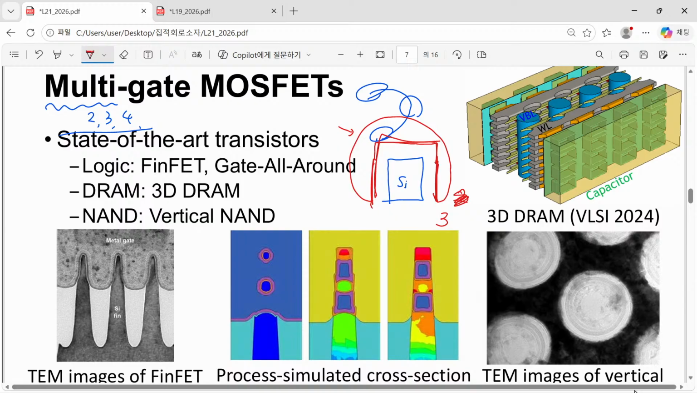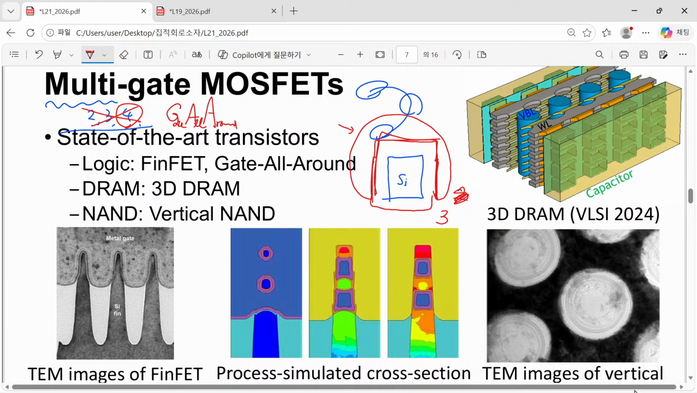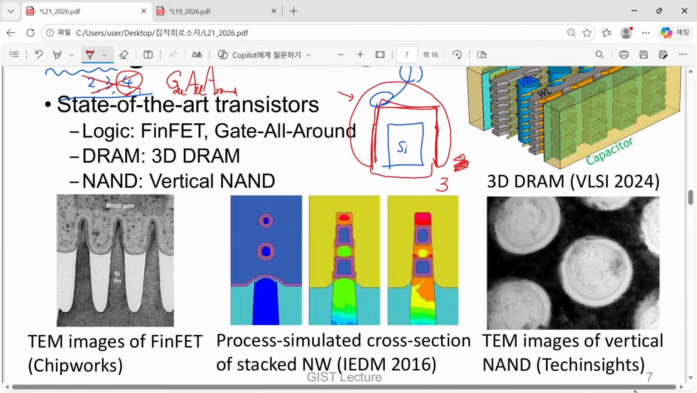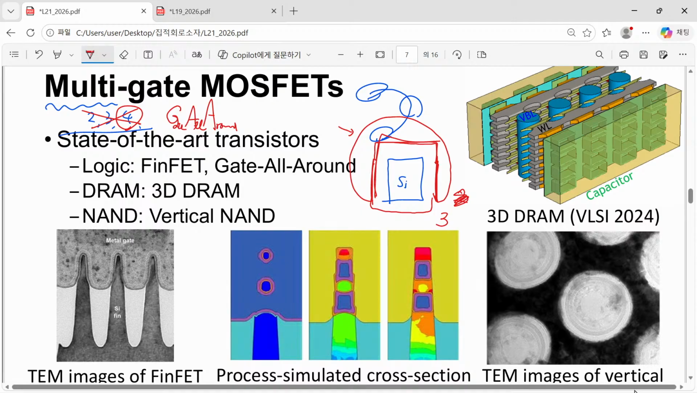And if we cover all of them, then maybe we can say a 4 gates transistor, but usually instead of 4 gates, we just call it GAA, gate all around transistor. This is just historical naming, so don't be fooled by this strange naming convention. But anyway, nowadays all of our state-of-the-art devices are in the form of multi-gate transistors.